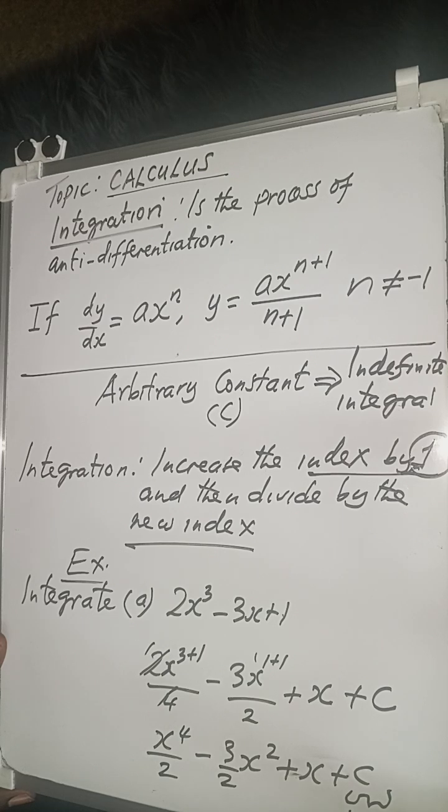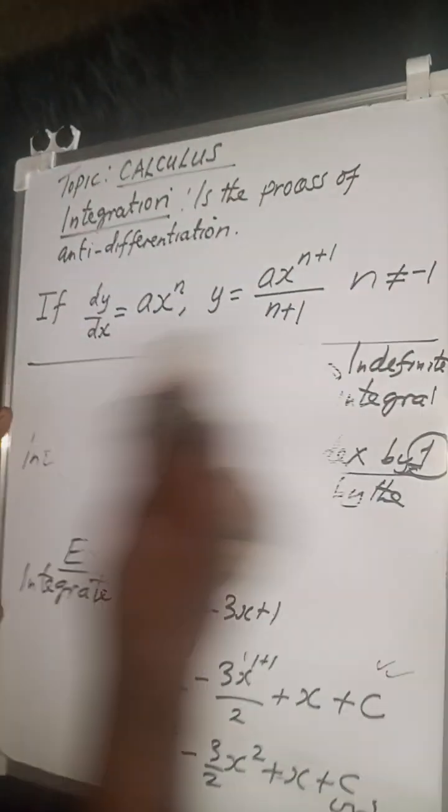So this is what we simply call the arbitrary constant. You should always include it when you are integrating. Very important. When you leave it out, that expression is actually going to be wrong. So make sure that you include it each time you are integrating.